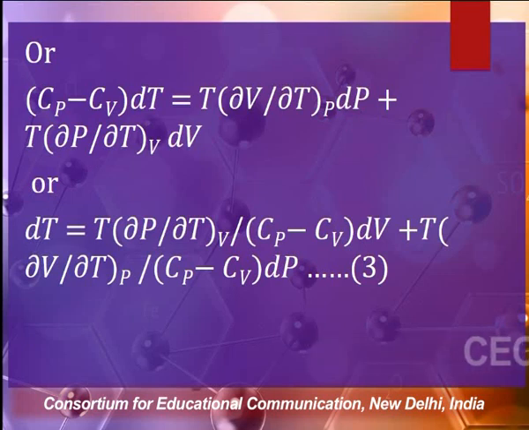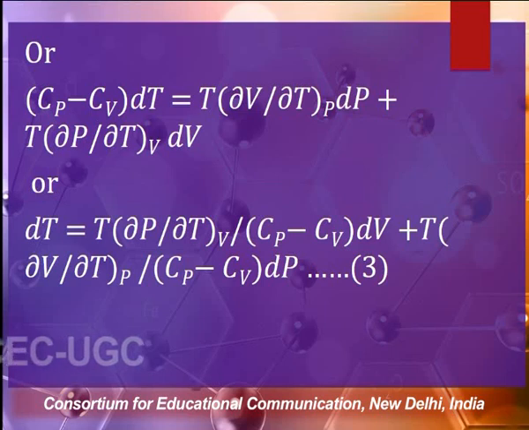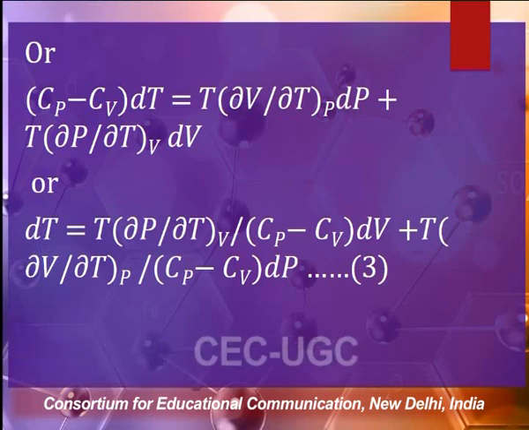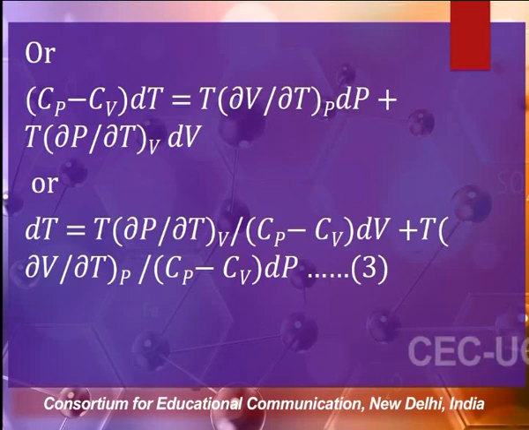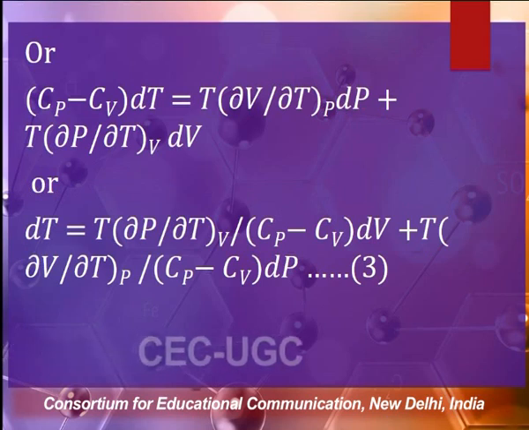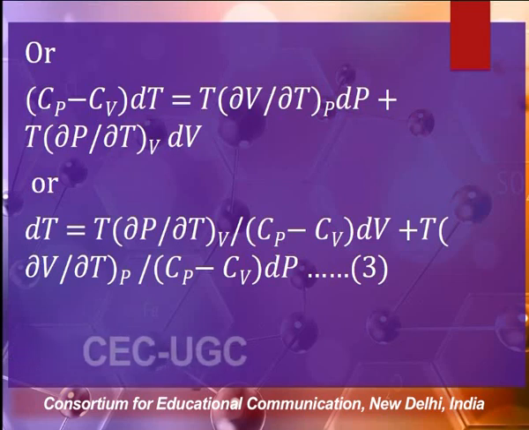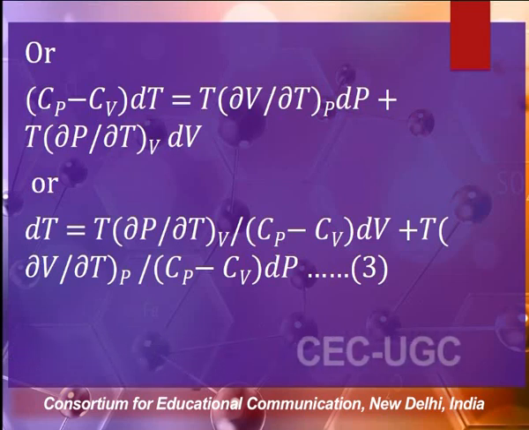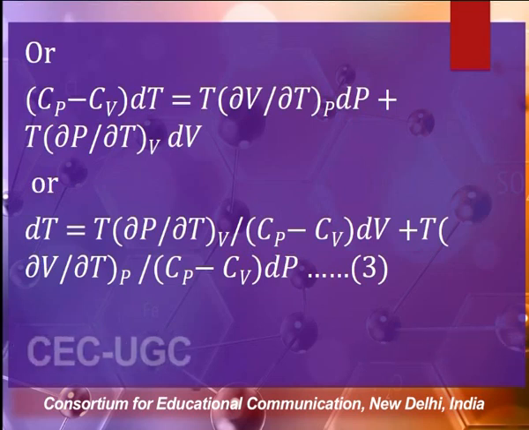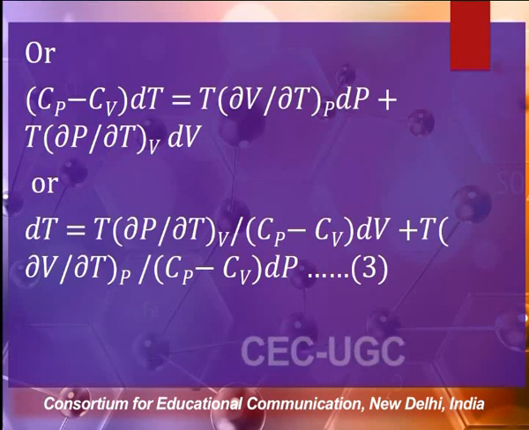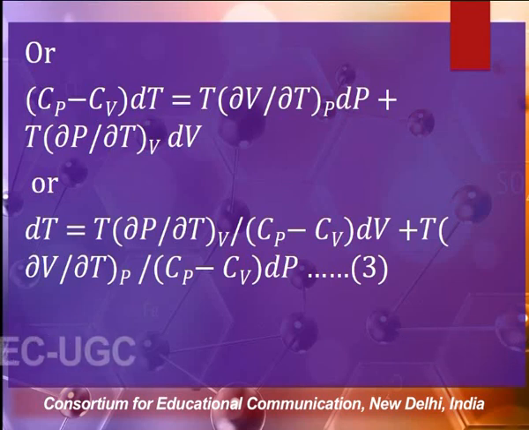Or we get Cp minus Cv into dT is equal to T delta V by delta T at constant pressure dP plus T delta P by delta T at constant volume into dV. Or dT can be written as, if I take Cp minus Cv to the right hand side, T times delta P by delta T at constant volume divided by Cp minus Cv into dV plus T into delta V by delta T at constant pressure divided by Cp minus Cv into dP.